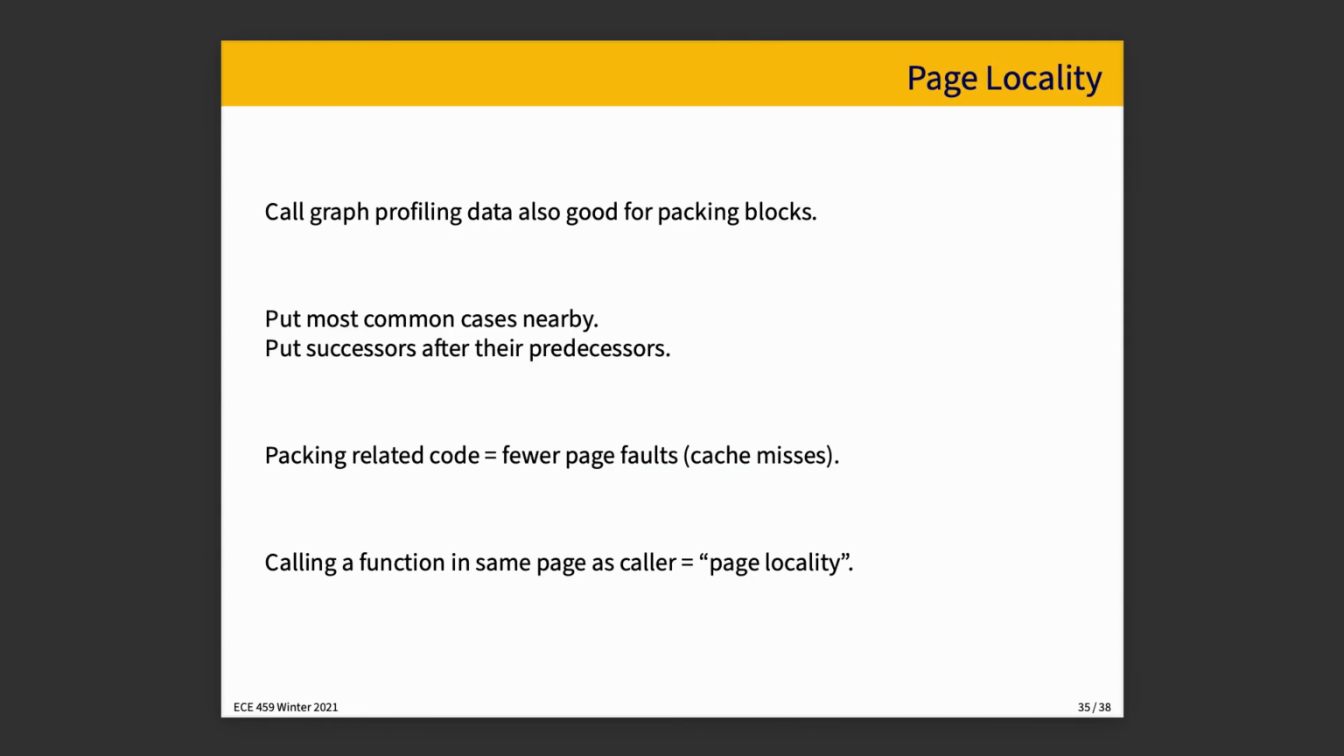Okay, so the other thing that's noteworthy about this is that packing the blocks is based on call graph profiling. That is to say, functions that call each other tend to be located near each other and put successors after their predecessors. The idea is that if you pack the related code correctly, it reduces the chance of cache misses, right? If you call a function and the callee is in the same page as the caller, that means that we have no cache miss possibility because that page is already in cache. In which case, that is page locality, and that's the goal. That's the dream. It won't always be that way.